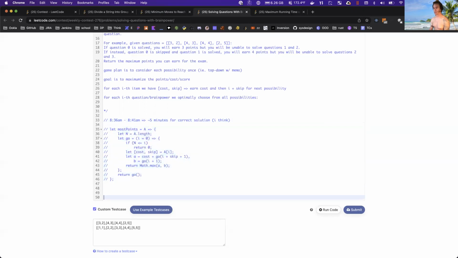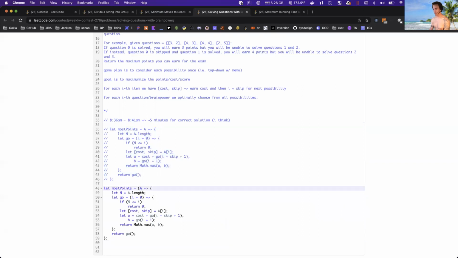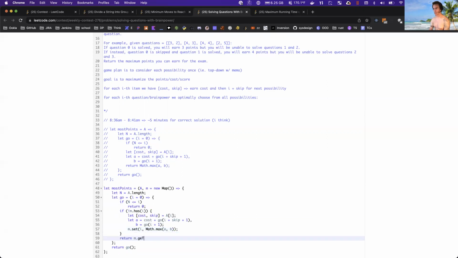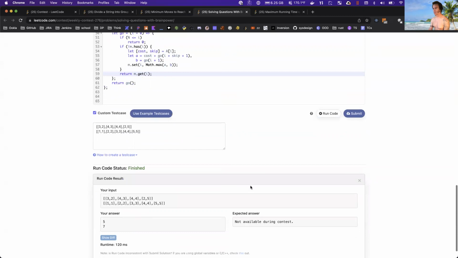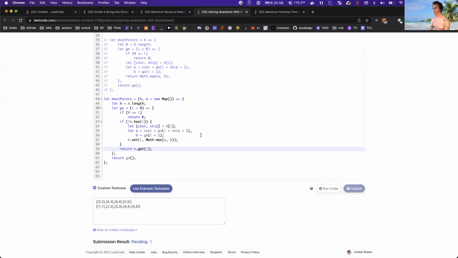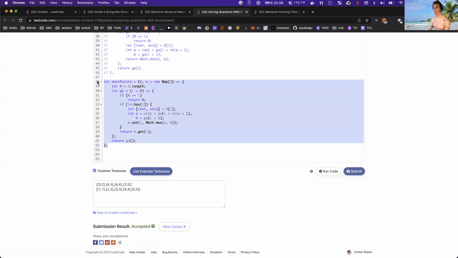Without a memo, it'll still TLE, I expect. With the memo, and then we'll go to bottom up. Okay, this will be our map, which is our memo. If not m.has I, just I is all we're gonna memoize. All right, m.set I to that. Then return m.get I. Okay, there's our memoized solution. It's expected to TLE. Okay, whatever.